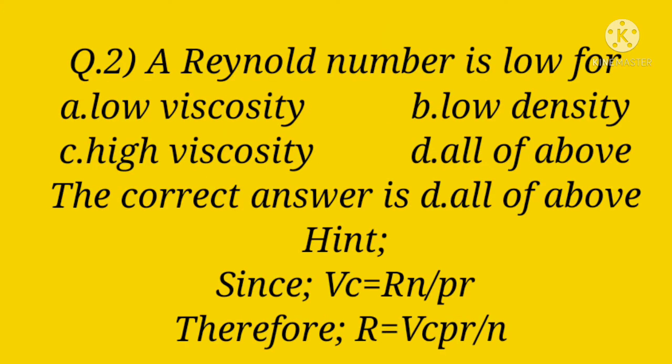Question number 2. A Reynolds number is low for A, low velocity, B, low density, C, high viscosity, D, all of above. The correct answer is D, all of above. Hint: Vc equals R eta by rho r. Therefore, R equals Vc rho r by eta.